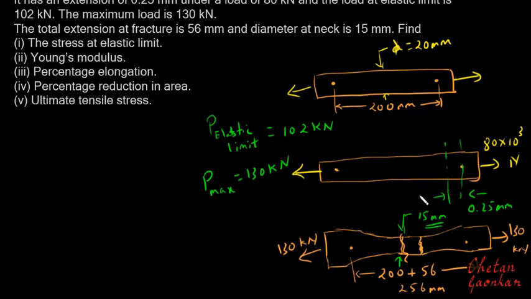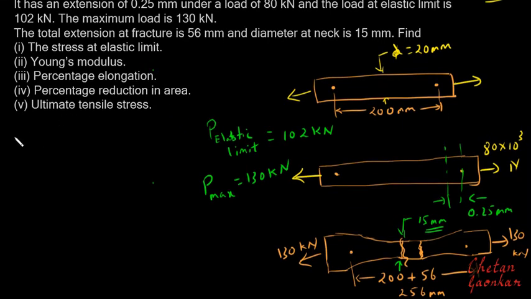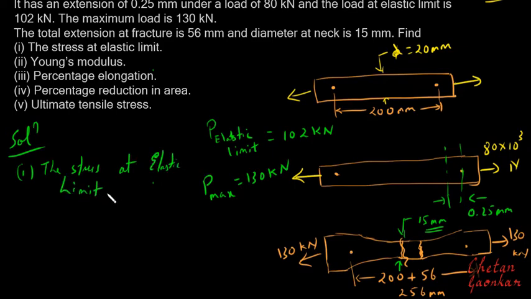Alright, so with this information, we need to find all these quantities. Let us take these quantities one by one. The first thing I need to find is the stress at elastic limit. So basically we need to find the stress at elastic limit, right? They have given us that the load at elastic limit is 102 kN.